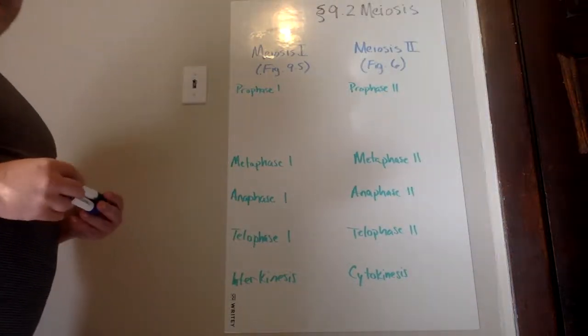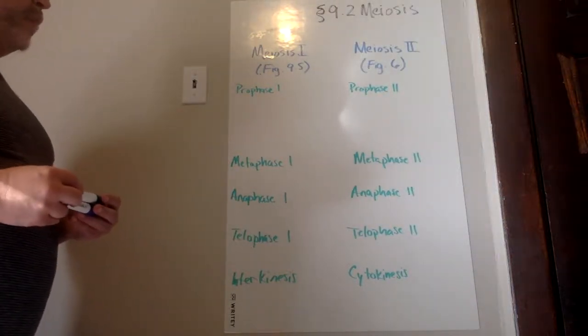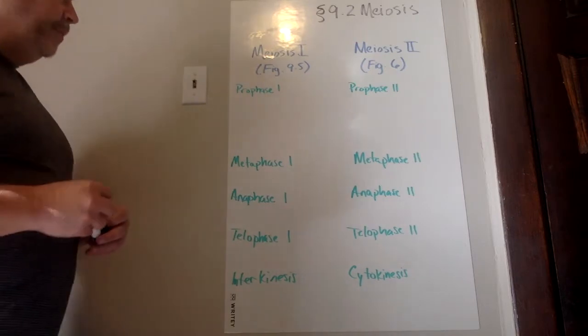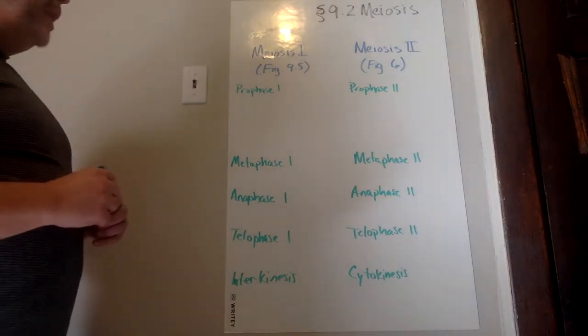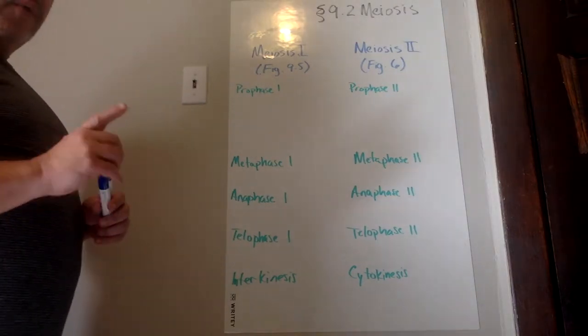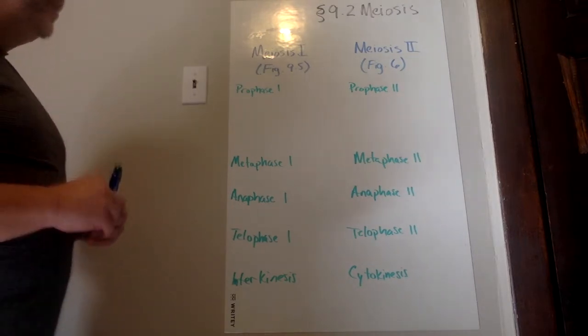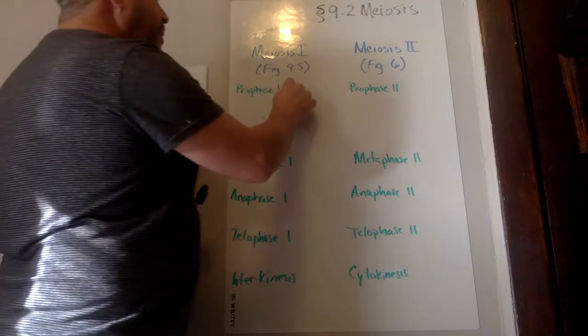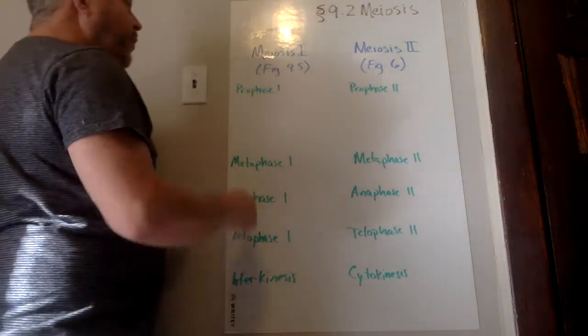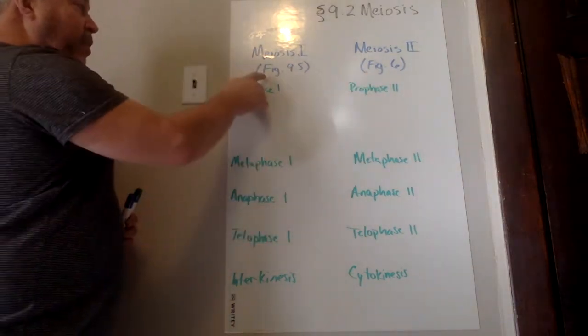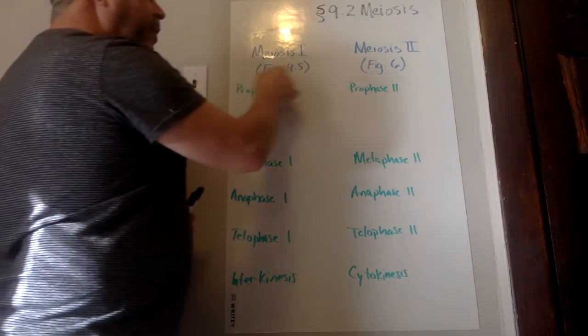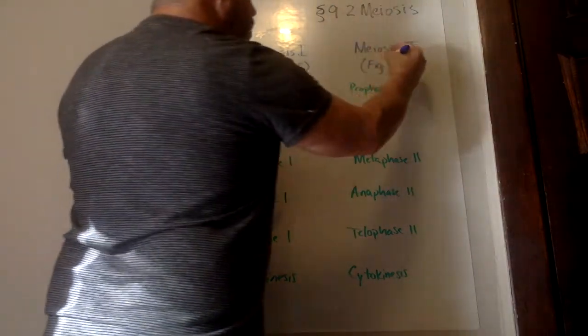Okay, so this video will serve as a quick review of what we went over in lab about meiosis. So remember, meiosis has two goals. One is to reduce chromosomes, two is to produce genetic diversity. It's broken up into two steps, meiosis 1 and meiosis 2. So what I'm going to be talking about today, you can follow in figure 9.5 of your book and in figure 9.6.